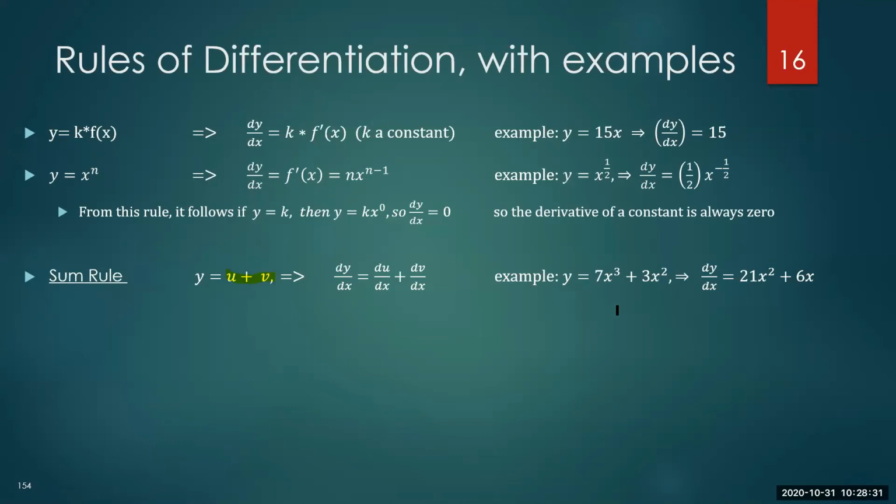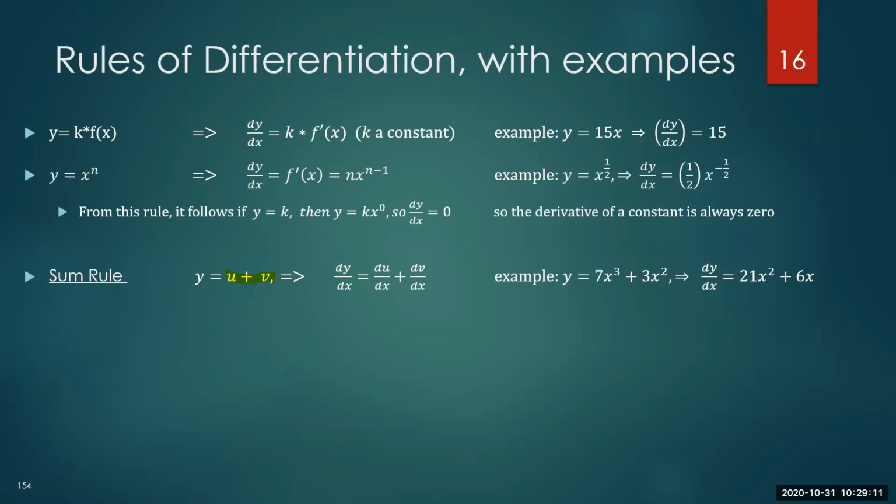So here's an example. y is equal to 7x cubed plus 3x squared. So we're adding two functions here, u and v, you could say. And dy dx, so let's differentiate the first one first. From our power rule, when you differentiate x cubed, you get 3x squared. So when you differentiate 7x cubed, you get 21x squared. And again, with 3x squared, when you differentiate the x squared piece, you get 2x. And you multiply that by 3, and you get 6x.